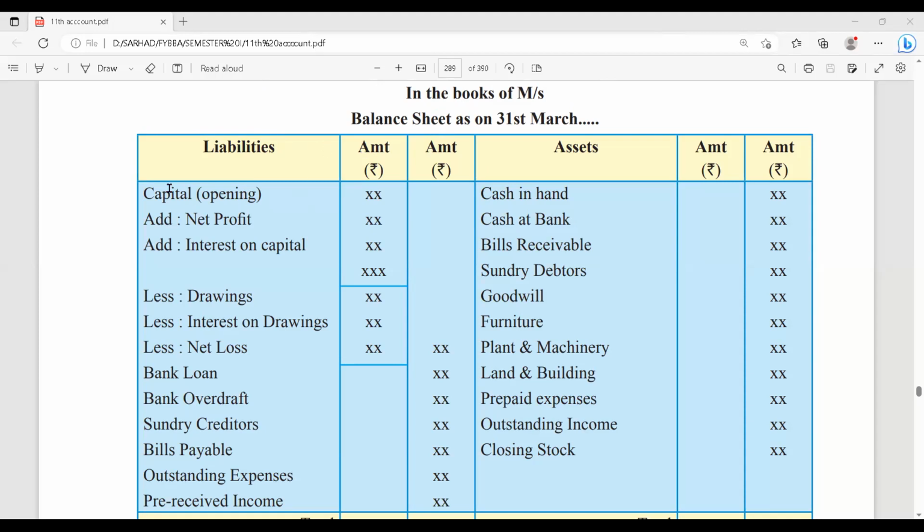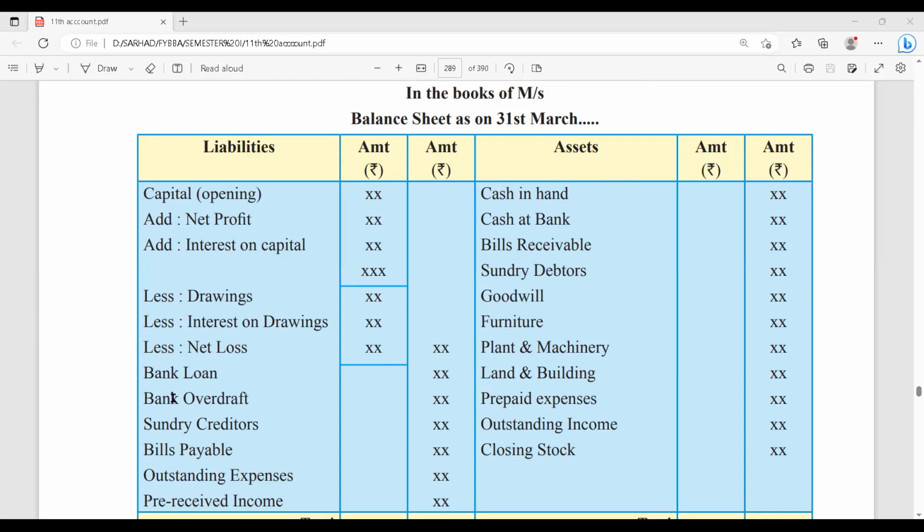It is divided into two parts. The left hand side is liabilities and the right hand side is assets. What is included in liabilities? Liabilities are the dues of the business to others. Capital: opening balance you have to consider here. Add net profit; if any loss is there, you have to deduct that net loss. Then add interest on capital, less drawings, less interest on drawings, and whatever balance is there will be recorded in the outer column.